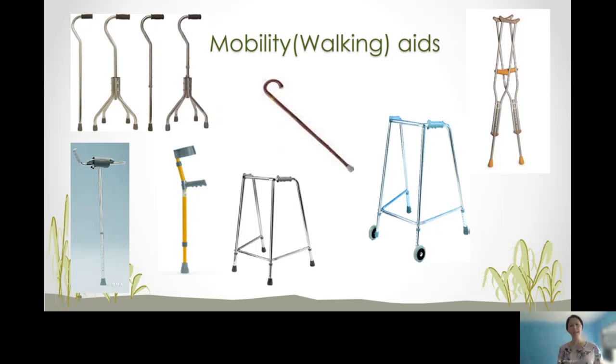Now for the mobility aids that you will walk with. A few examples. In the top left corner, you will see a cane, a quadrupod. Sometimes there's only 3 pieces of steel touching the floor. But in these, you will see that there's 4.